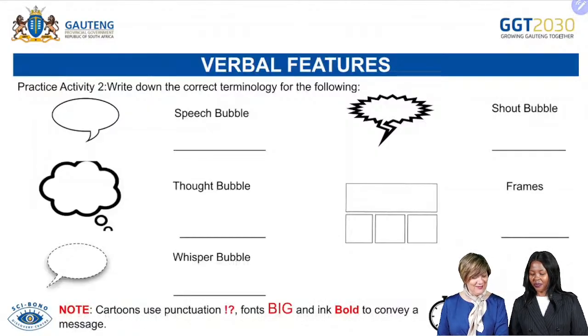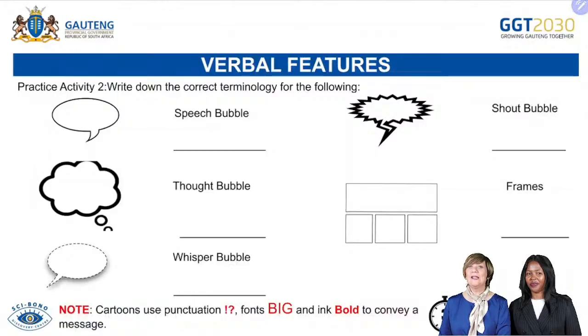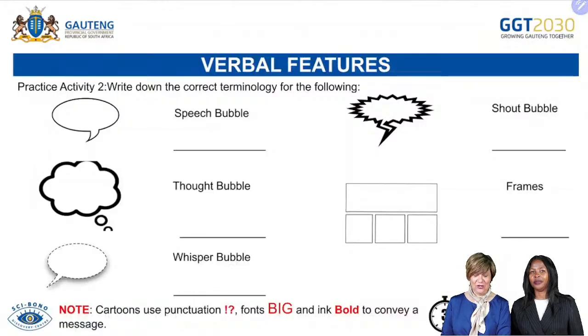Okay, well done. Now, please remember, punctuation is key in a cartoon. So always look out for the big, bold words that are emphasized. Most of them will be in capital letters. The moment something's in capital letters, it is emphasized. But be careful. In some cartoons, all the words are in capital letters. Then you can't tell me it's because of it being capital letters that it's emphasized.